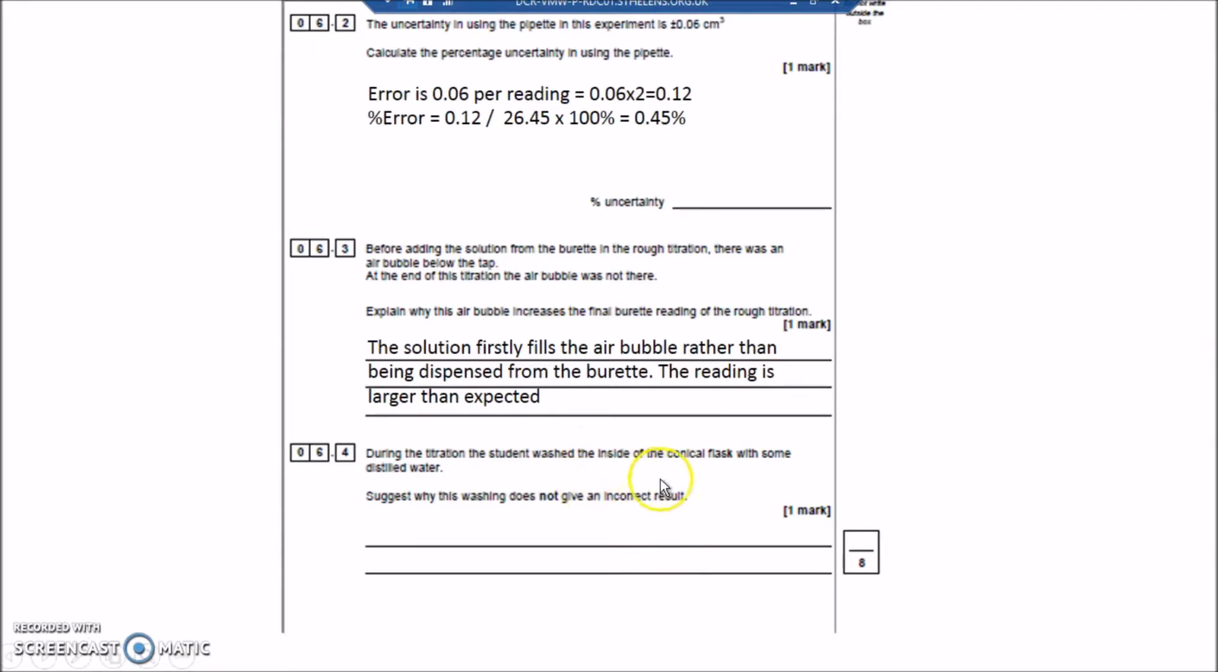As you're swirling it, you should be washing the inside of it with some distilled water, because you're not changing the number of moles in the conical flask. The number of moles of sodium hydroxide is unchanged. Even adding water won't change the number of moles of sodium hydroxide. And so the number of moles of sodium hydroxide stays the same. Therefore, you can work out the number of moles of acid that you're adding, and from its volume and concentration, you can work out the concentration of the acid.